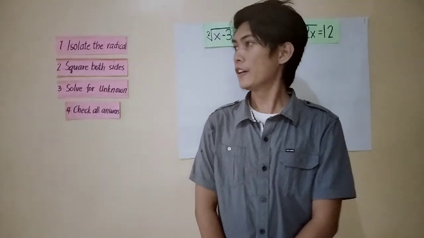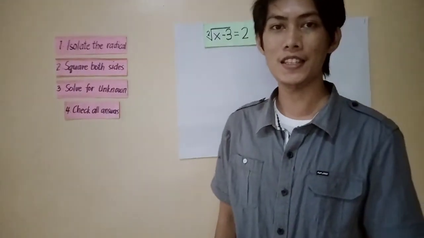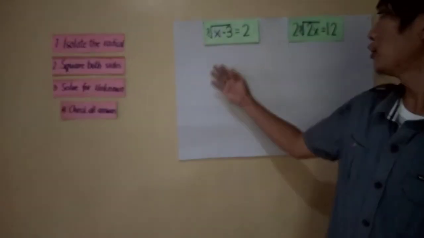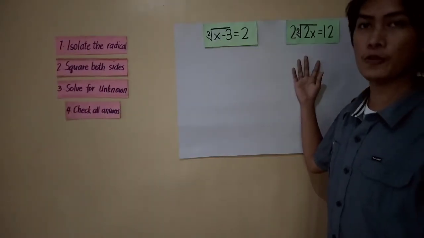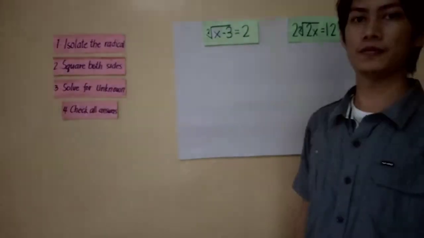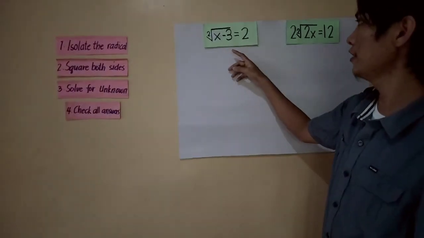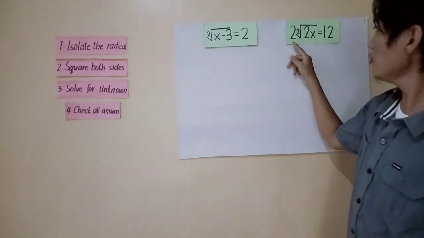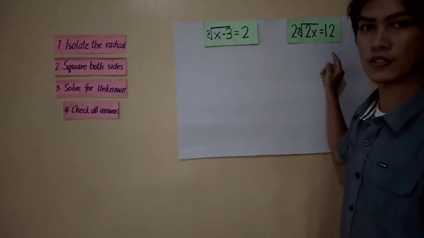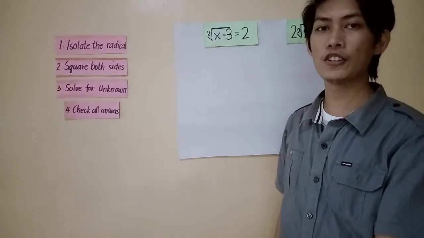Because we now have learned how to solve radical equations, let's have a board activity. We have 2 groups here, so each group will have to pick one problem for their group to solve. We have here square root of x minus 3 equals 2, or 2 square root of 2x equals 2. One of the groups must pick one problem for their entire group to solve.